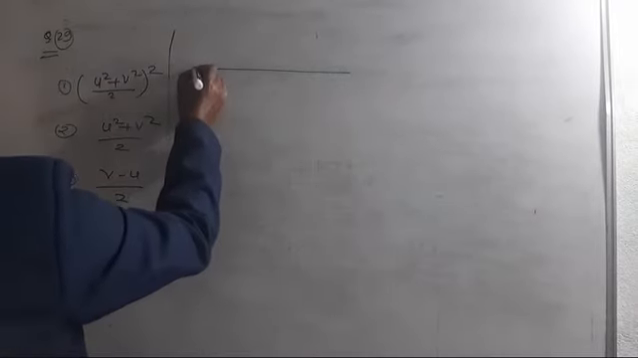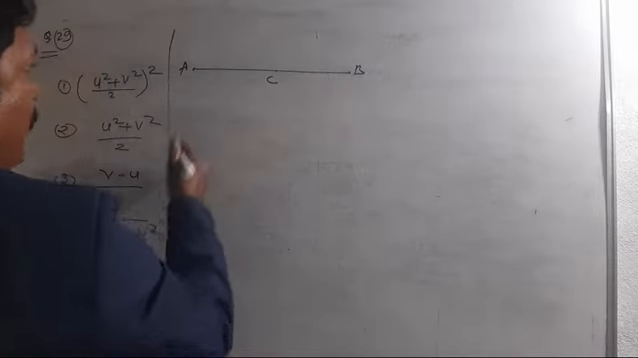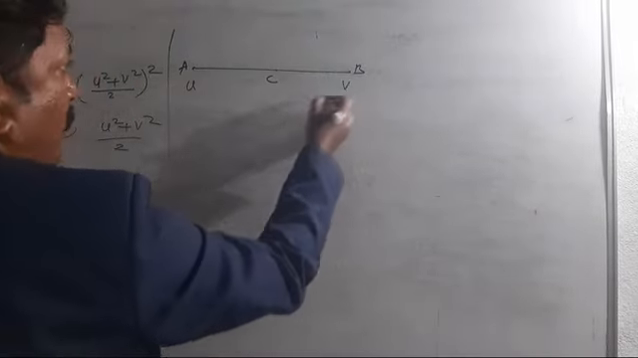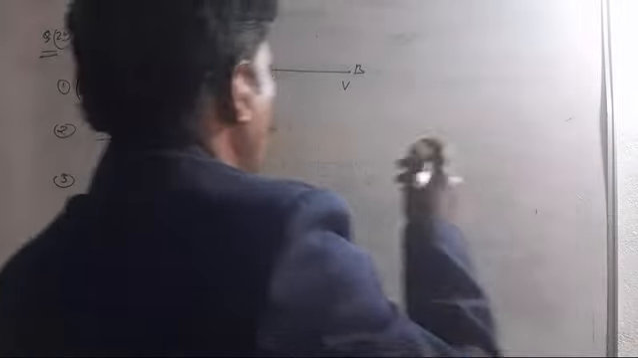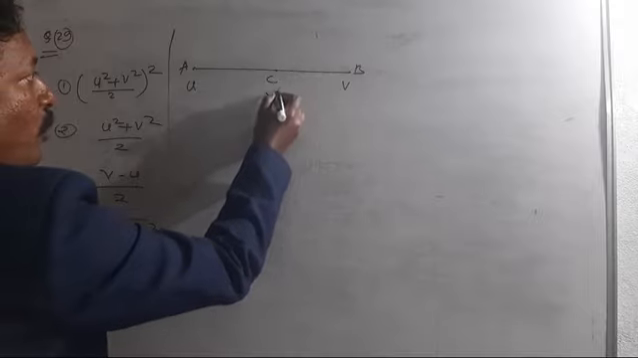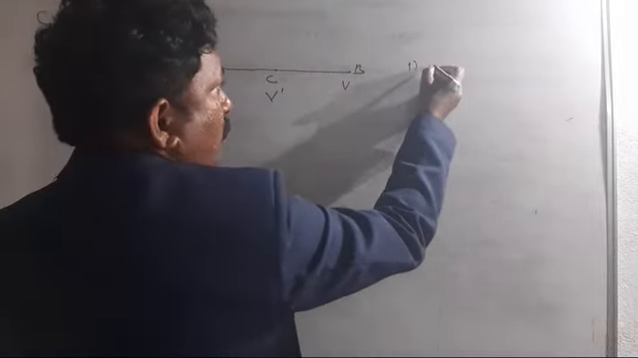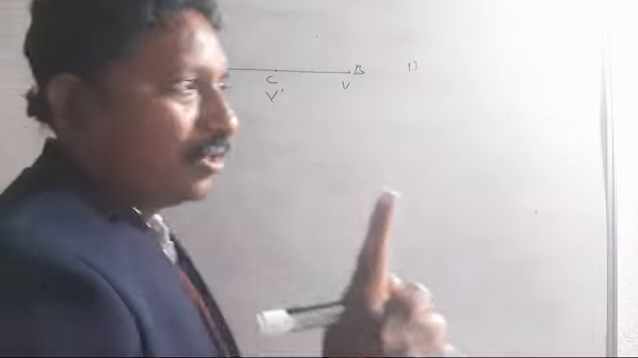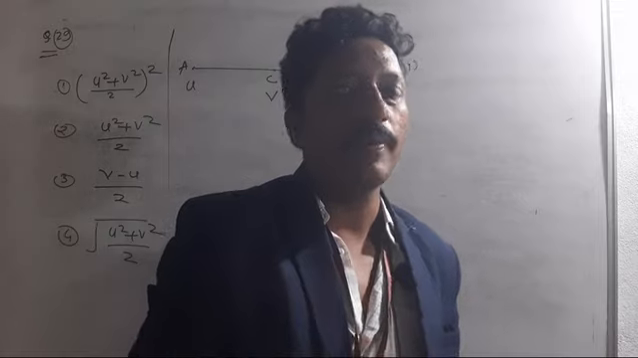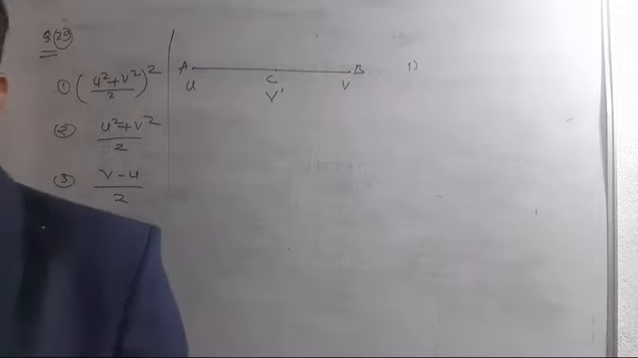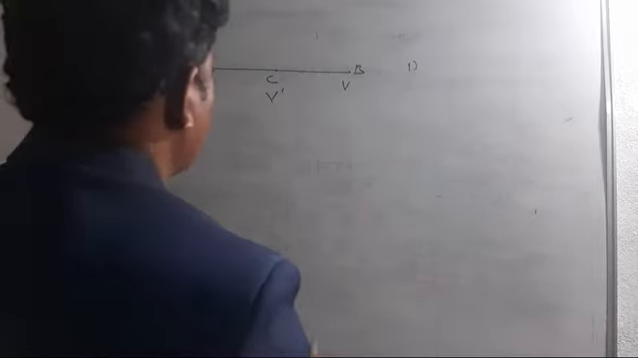Initial velocity at A is u, final velocity at B is v, and the midpoint is considered as C. Consider the velocity at the midpoint to be v dash. The kinematic equations are: first v is equal to u plus at, second s is equal to ut plus half at square, and third v square is equal to u square plus 2as. We will use just one of these.